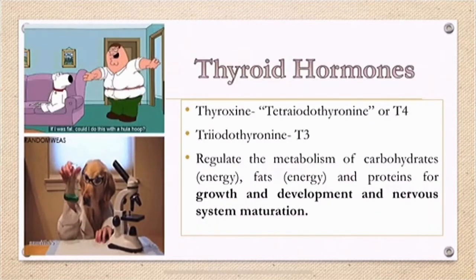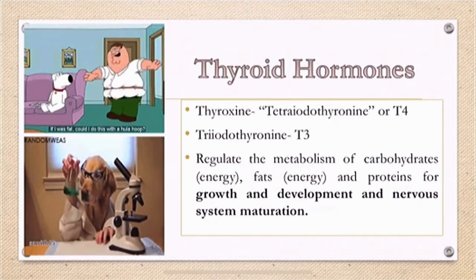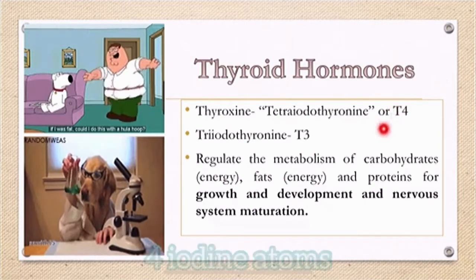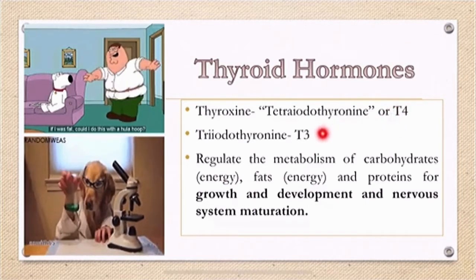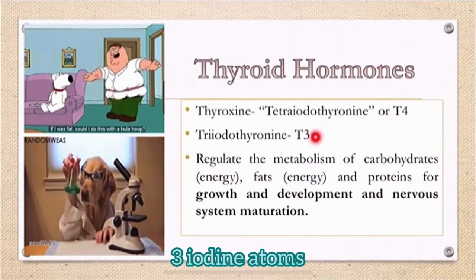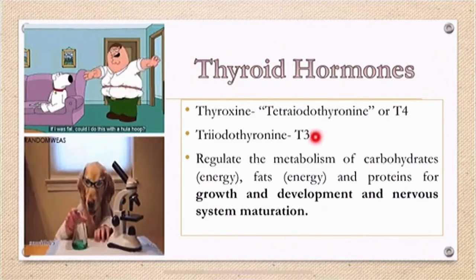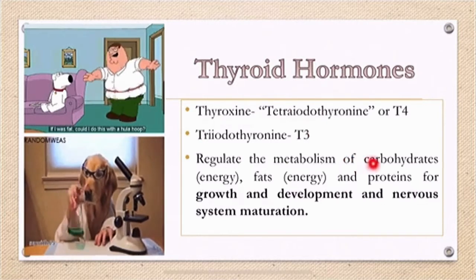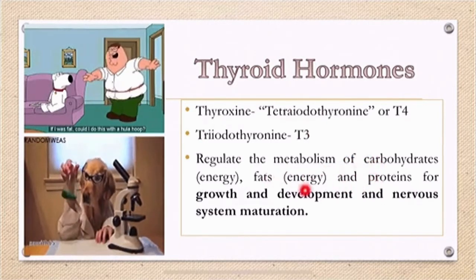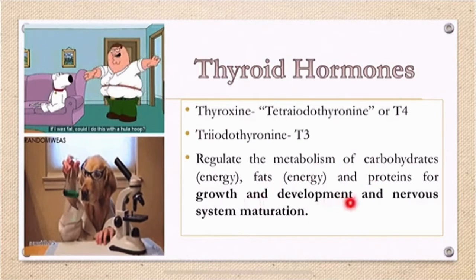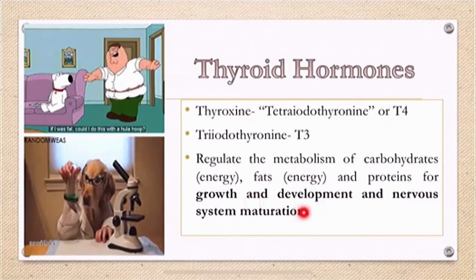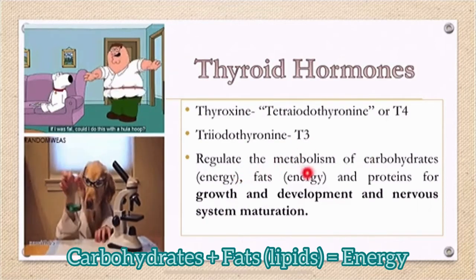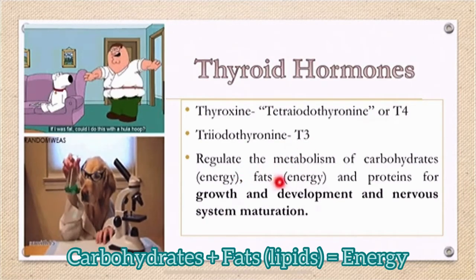One hormone is thyroxine, also known as your tetraiodothyronine, which contains 4 iodine atoms and is abbreviated as your T4. The other hormone is your triiodothyronine, which contains 3 iodine atoms and is abbreviated as your T3. These hormones regulate the metabolism of the carbohydrates, fats, and proteins for normal growth and development, as well as the maturation of the nervous system. They cause an increase in the rate of carbohydrate and lipid breakdown into energy molecules.